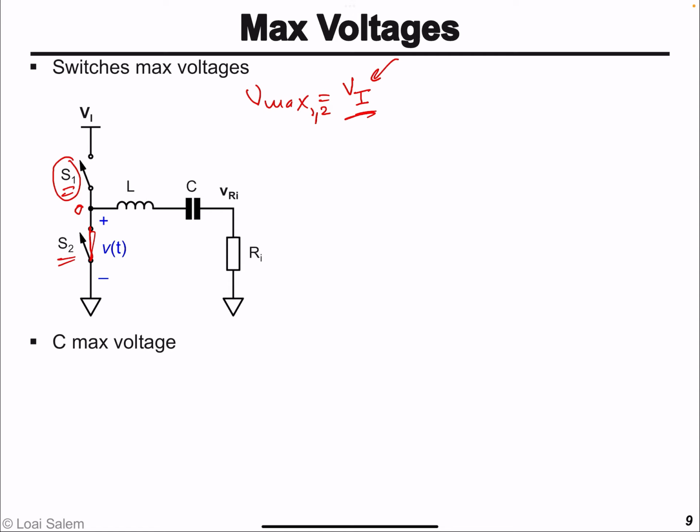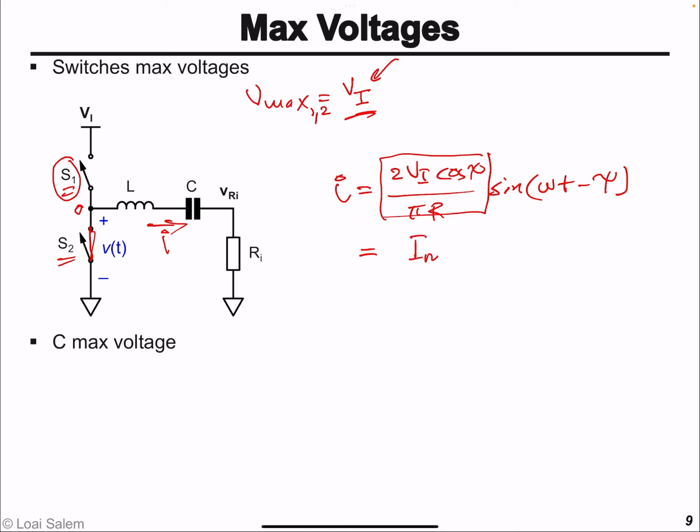As for the capacitor, well, we already found an expression for the current in the series resonant circuit, right? It's given by 2VI cosine epsilon over pi times R, times sine omega t minus epsilon. Let's call the amplitude of the current I capital M, times sine omega t minus epsilon. And so the voltage across the capacitor will be the current multiplied by 1 over omega c, the reactance, right? Or the amplitude of the voltage will be Im over omega c.